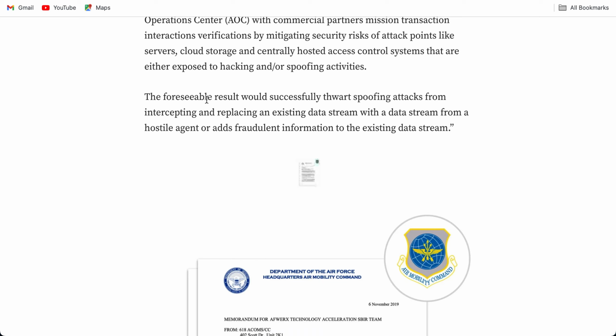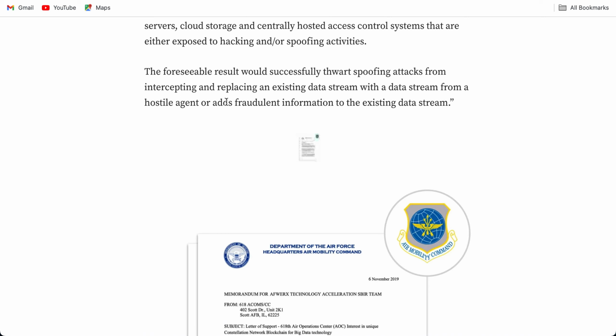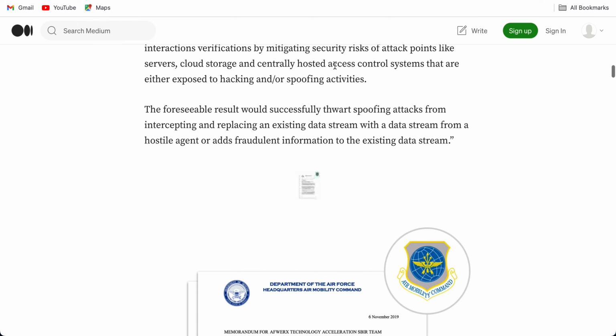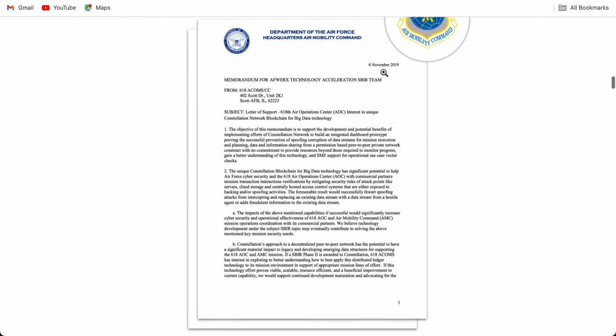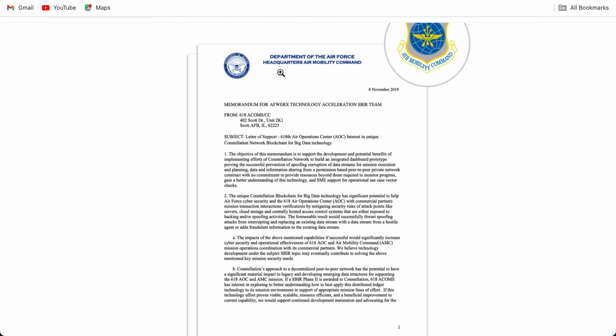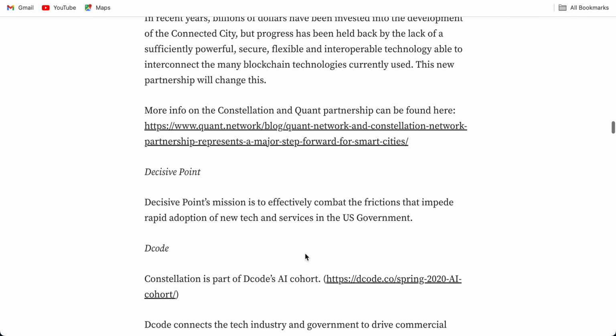You guys can see the foreseeable result would successfully thwart spoofing attacks from intercepting and replacing an existing data stream with a data stream from a hostile agent or adds fraudulent information to the existing data streams. So it is working on solutions from hacking, from spoofing activities that the legacy systems, the cloud storage system, and the centrally hosted access systems normally face. So you guys can see this. This is the letter, Department of the Air Force Headquarters Air Mobility Command. So you guys can see what Constellation is up to.